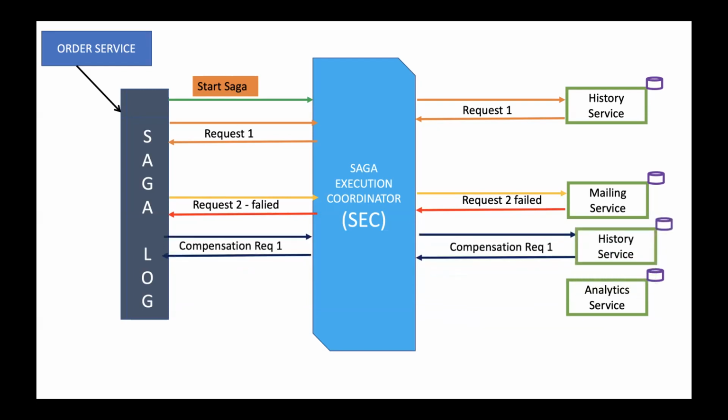So what would happen? It will compensate. Compensate means what? The previous service, are we clear? The history service, which was executed before the mailing service, will get compensated. The mailing service failed anyway, but the history service will also get compensated, because the commit will only happen when the complete process is executed under one unit. But here it is compensating, saying, hey, you rolled back. In the Saga's end, the analytics service could not be executed.